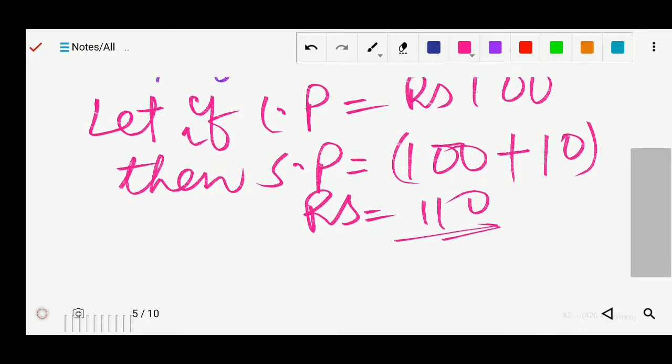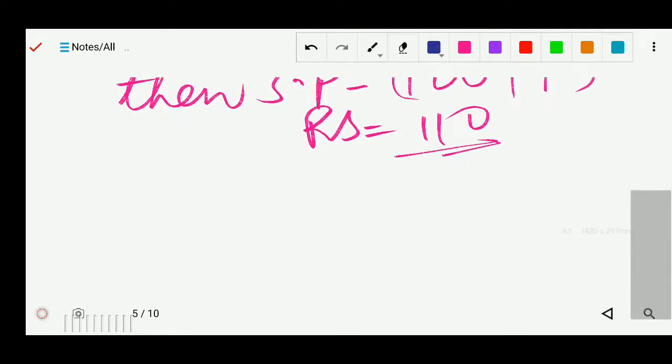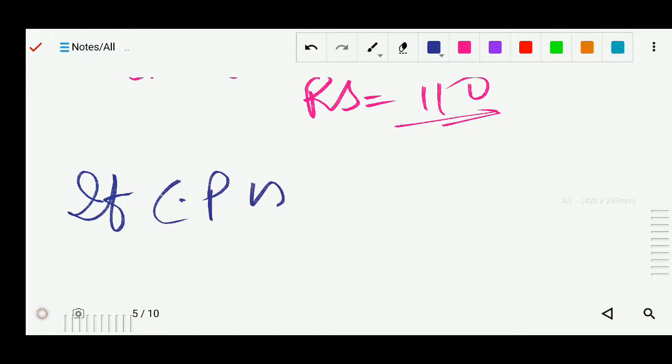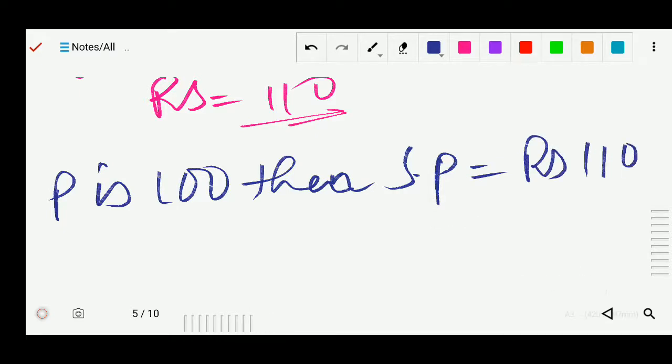Now next is that, as we know, now I will use the concept of unitary method. So what is the concept of unitary method? So if cost price is 100, then what will be the selling price? Rupees 110. Okay, what is the selling price?